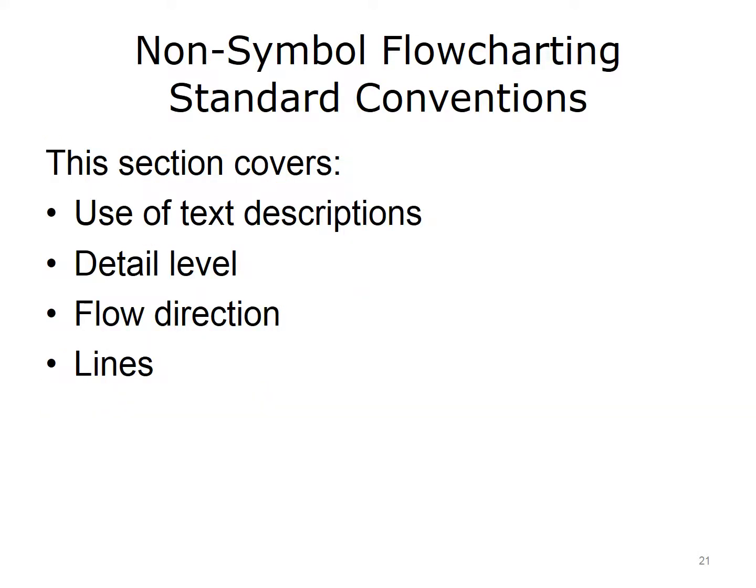In this section, we will cover non-symbol conventions of flowcharting. These include use of text descriptions, indication of detail level, flow direction, and lines. These conventions are just as important as standard symbols. Not using them leaves the impression that the analyst is not familiar with the standards.